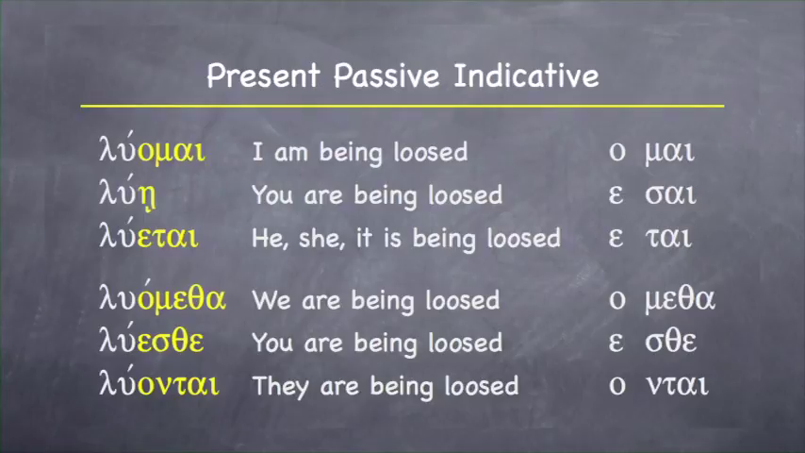But what I want you to memorize is the mai, psai, tai, metha, sthe, ntai, and then with the connecting vowel, omai, a, atai, amatha, esthe, antai. And then if you want to memorize them with the verb, it's luomai, lue, luetai, luomatha, luesthe, luontai.